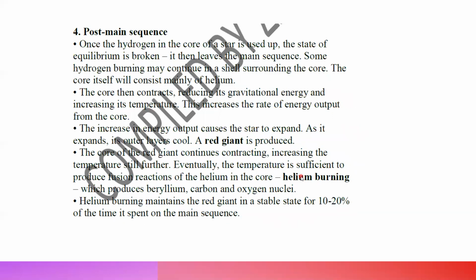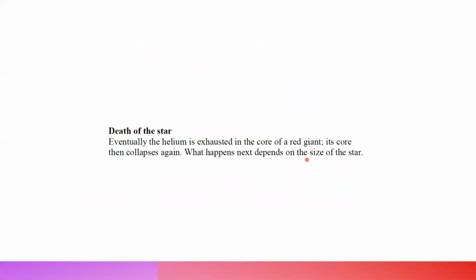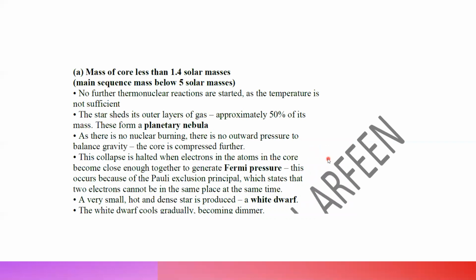But in the post main sequence, once the hydrogen is used up in the core, there is no longer equilibrium or balance. As the core contracts, gravitational potential energy changes to kinetic, causing an increase in temperature, and that increase causes helium fusion. When helium fusion starts, it releases energy and the star turns into a red giant. The death of the star depends on the size: eventually helium is exhausted in the core of the red giant and it collapses again. What happens next depends on the size of the star.